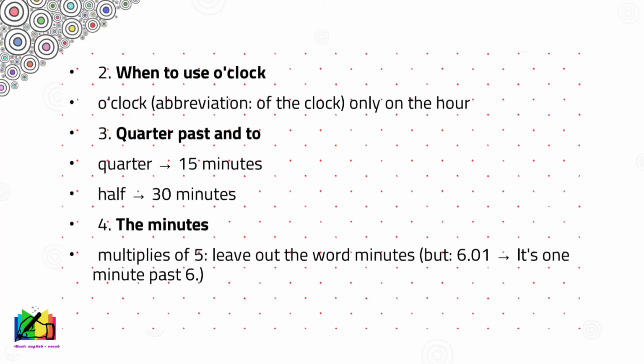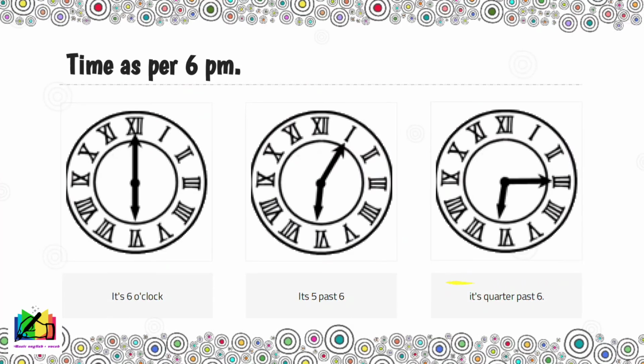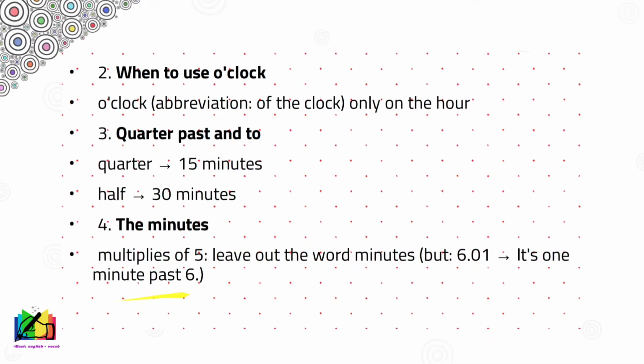Then the minutes, that one is the special one. Multiples of 5: if it is 5, 10, 15, 20, then we do not use the word minute while speaking the time, as you can see here in the example. See, it's 6:01. So I will say it's 1 minute past 6. It's 1 minute past 6. But when it's 5 past 5, what will I say? I will say 5 past 5. I will not use the word minute here, as it is a multiple of 5.